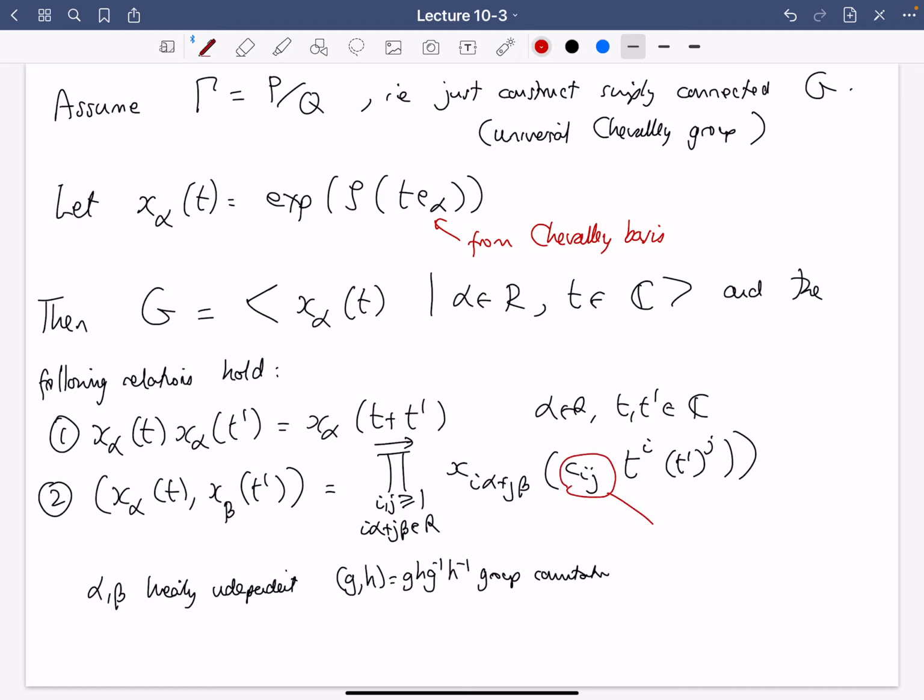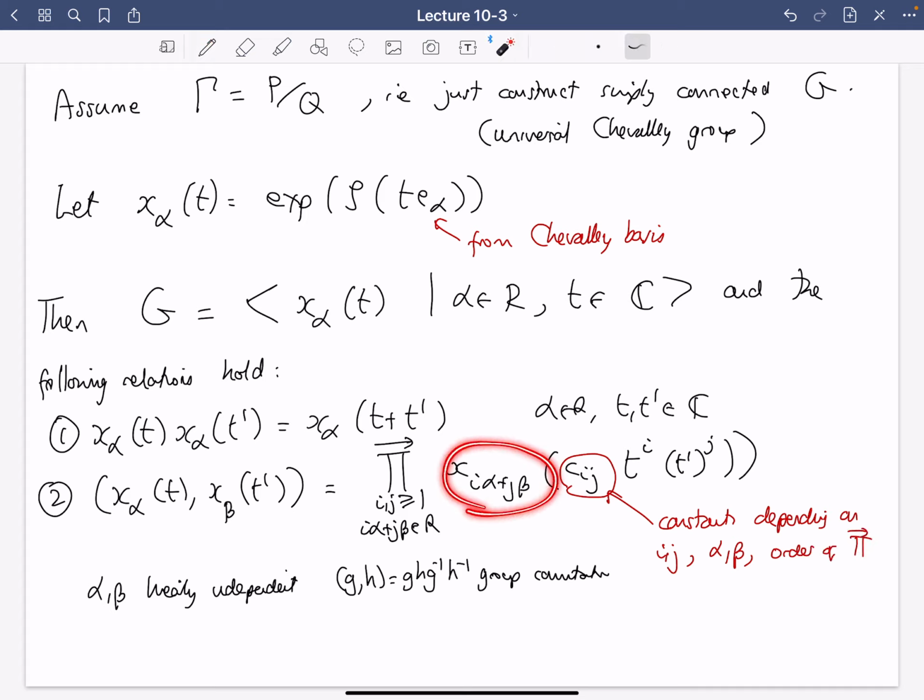But the c_ij's here, these are kind of some nasty constants. These are constants which depend, well, obviously on i and j, but they also depend on alpha and beta. They depend on the order of that product over i and j. You see, these guys do not commute, so you've got to pick an order here. And they depend on the signs in the choice of Chevalley basis as well. But they can all be worked out explicitly. The important thing is that the c_ij's are integers.